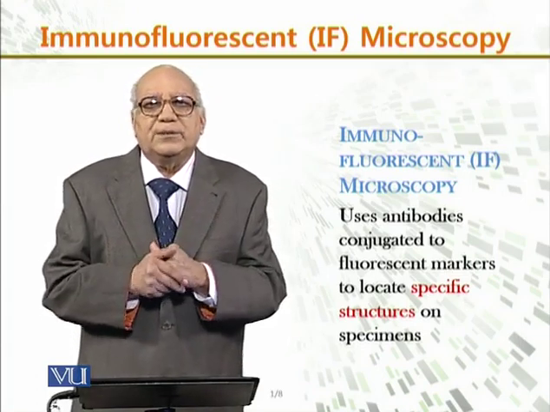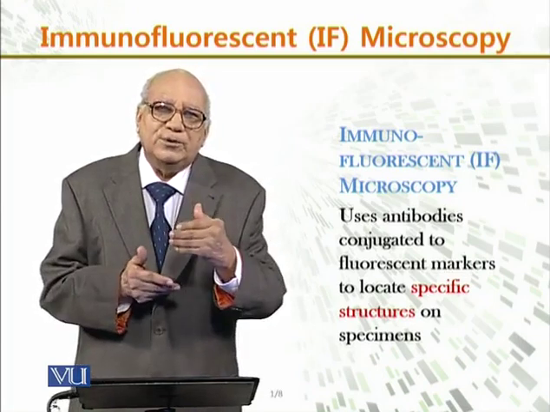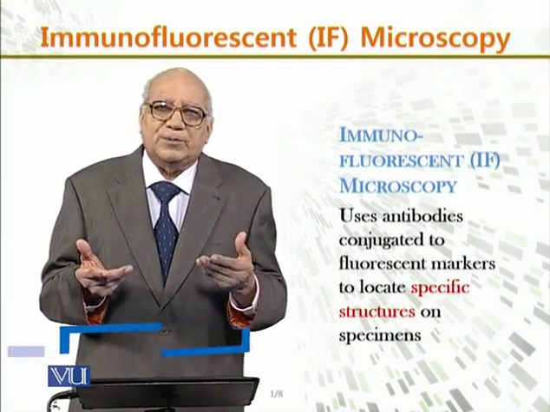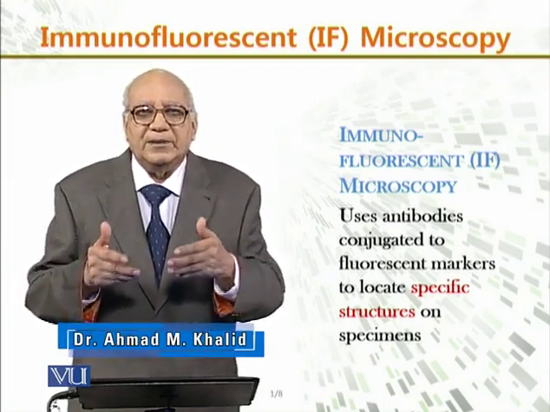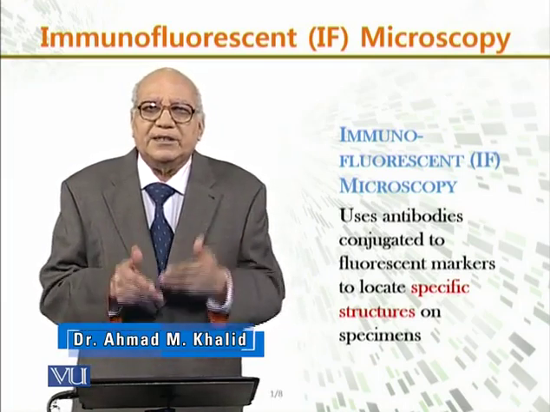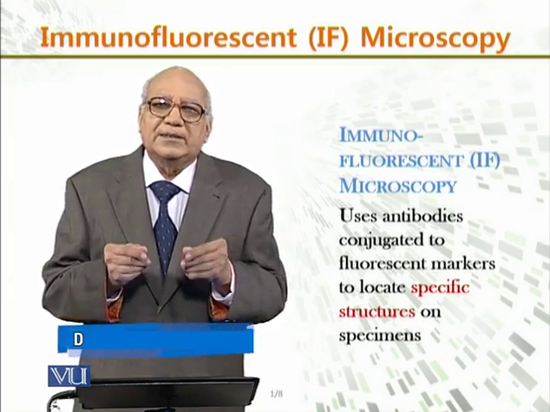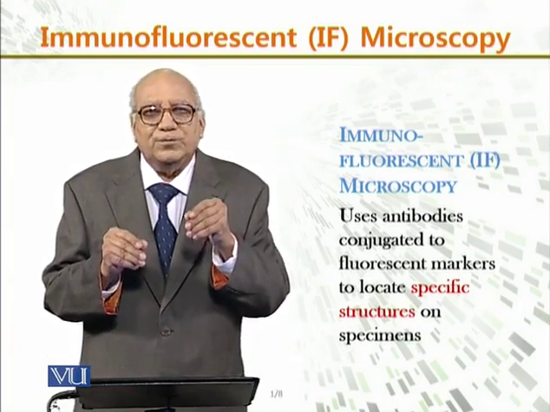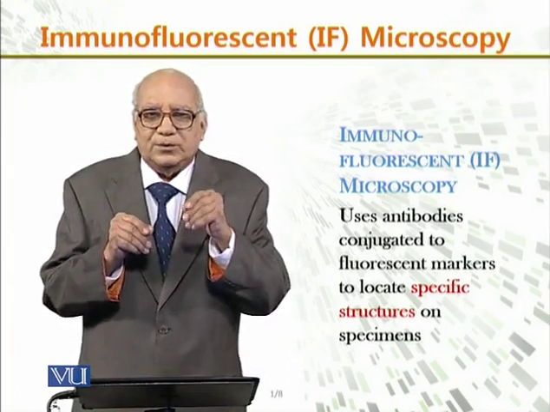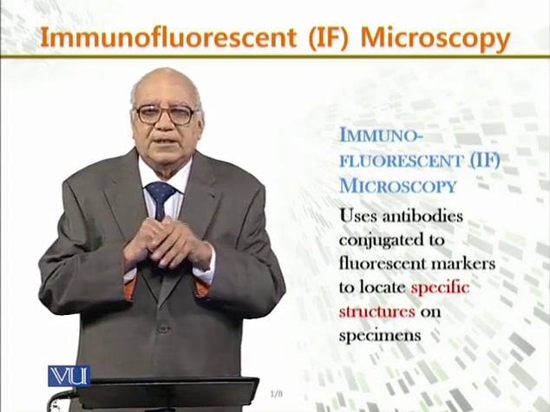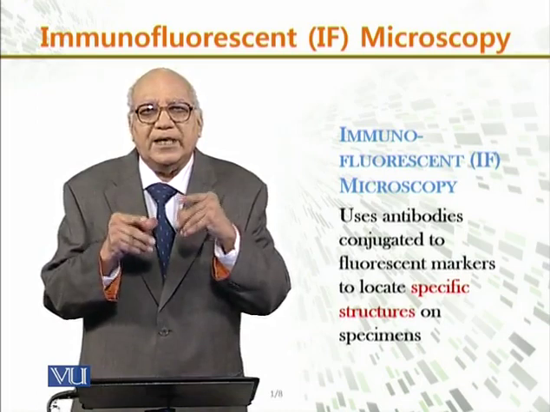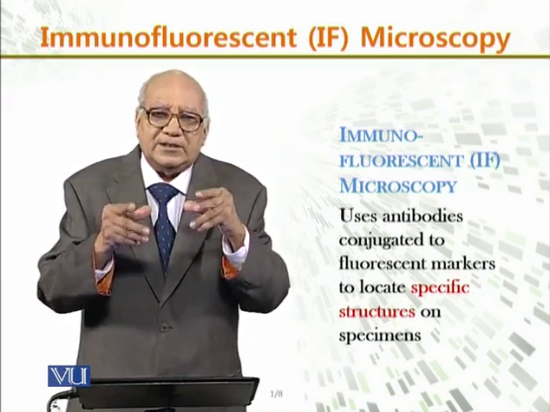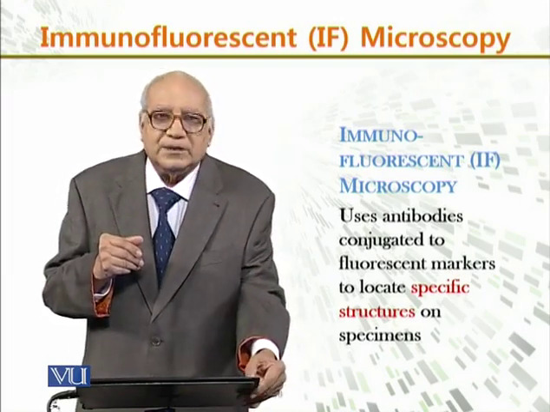You see, to determine the antibodies, we have to use a marker. It can be a conjugated protein, a conjugated enzyme, or some other marker which imparts the color. Now, in this method, we use the antibodies which are conjugated to fluorescent marker to locate the specific structure on a specimen. This is very helpful to determine the structural specificity and the structures which are there on the specimens.